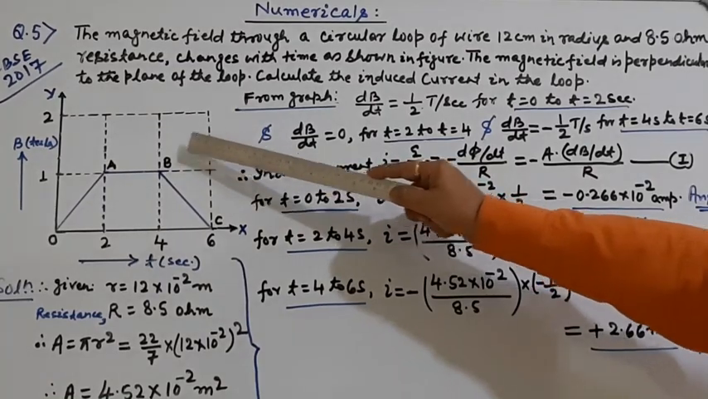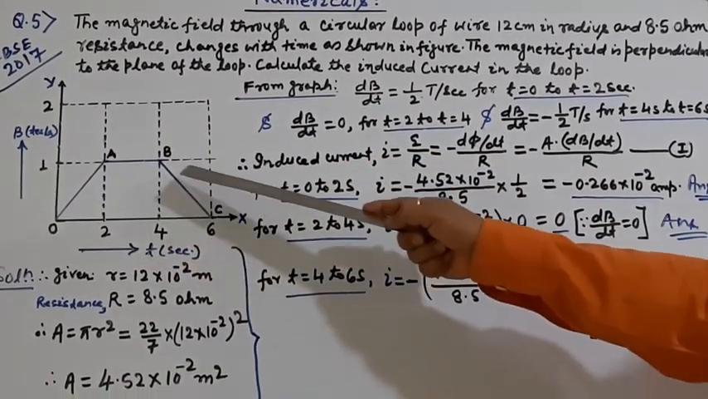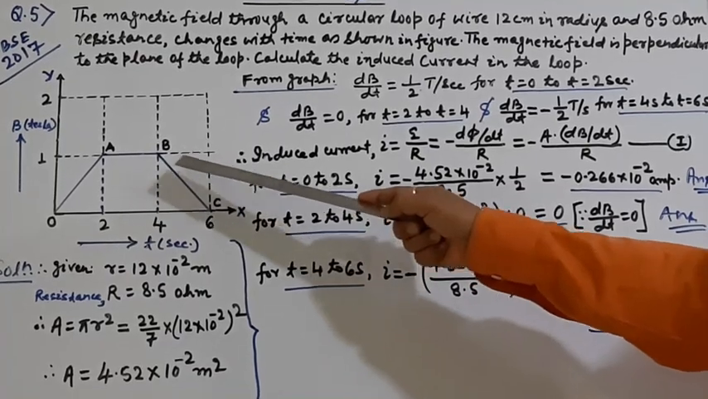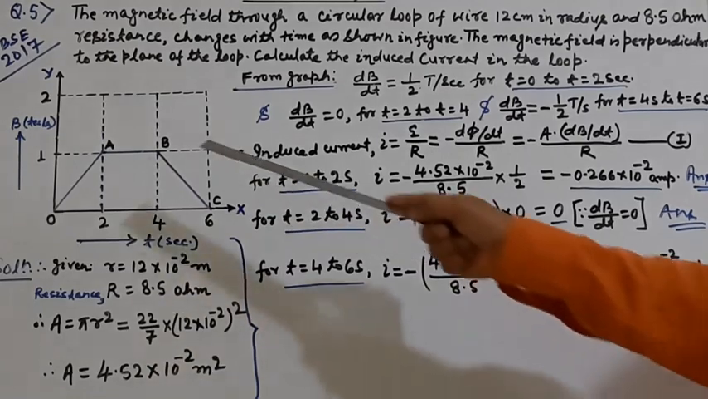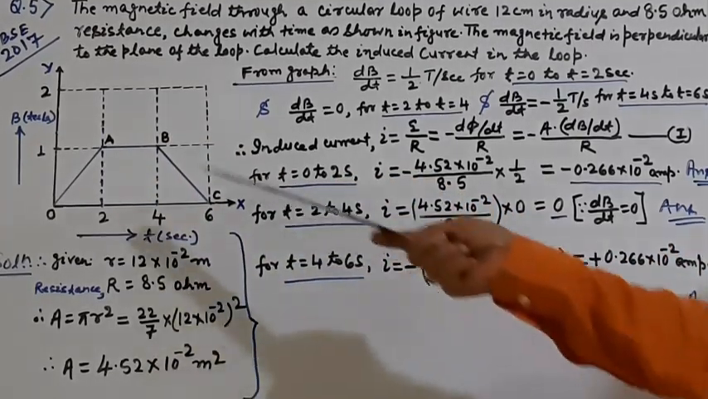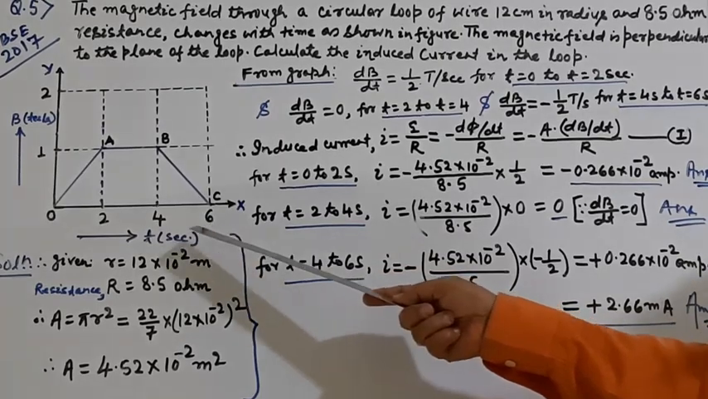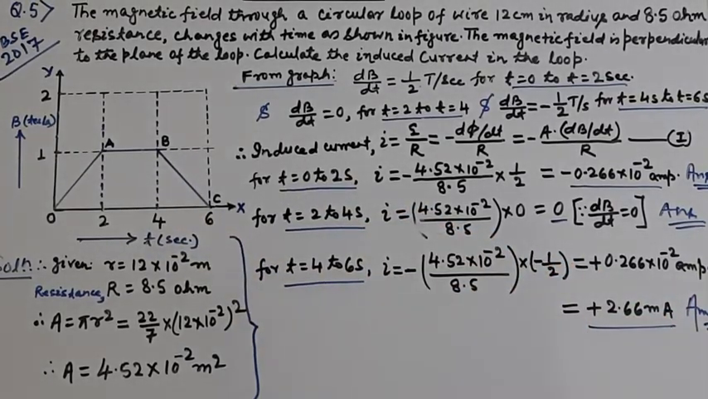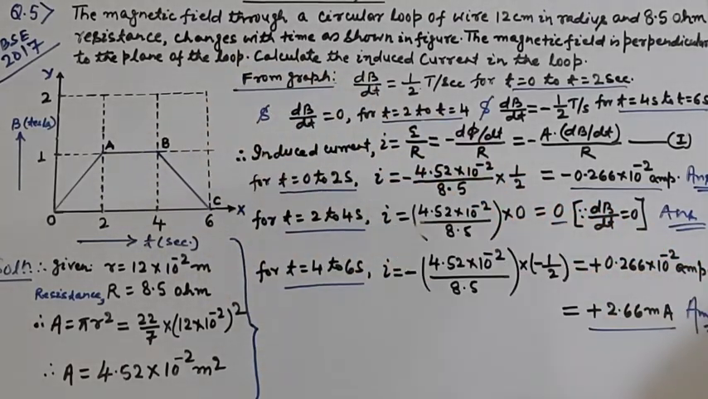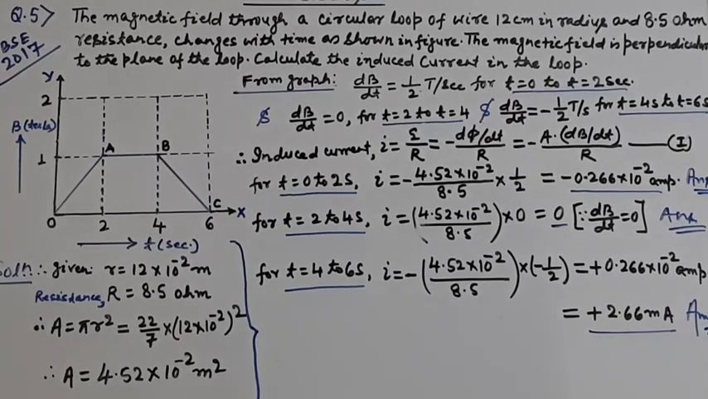But for the portion BC, from time 4 seconds to 6 seconds, this line is towards the time axis. It shows the decreasing magnetic field. So the magnetic field decreases from 4 seconds to 6 seconds. It means in the last 2 seconds the magnetic field decreases with time. So with the help of this graph, we shall find the induced current in the loop.